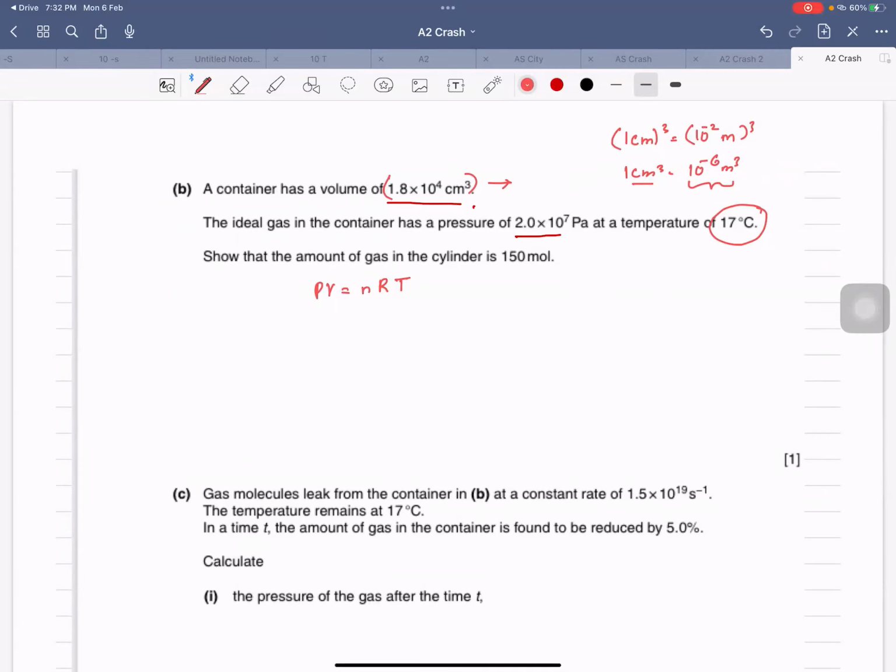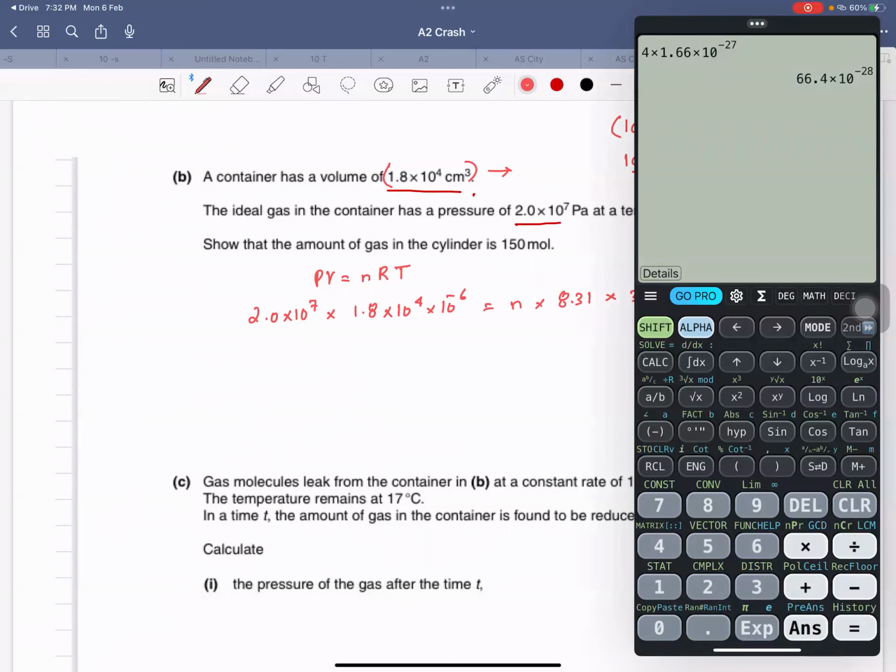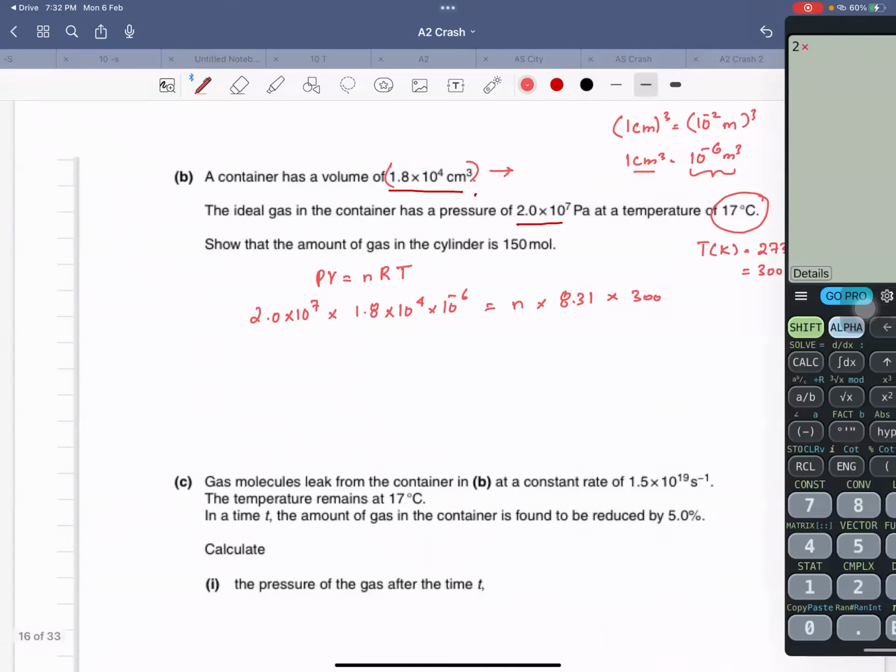So pressure is 2.0 times 10 raised to 7. Volume will then be 1.8 times 10 raised to 4 multiplied by 10 raised to minus 6, equals n. R is 8.31, and to find the temperature in kelvin, I will add 273 to 17, and I think that would be 300. So I'm going to write 300. And then simply just use your calculator. So 2. Sir, don't we have to show the step where we make n the subject?